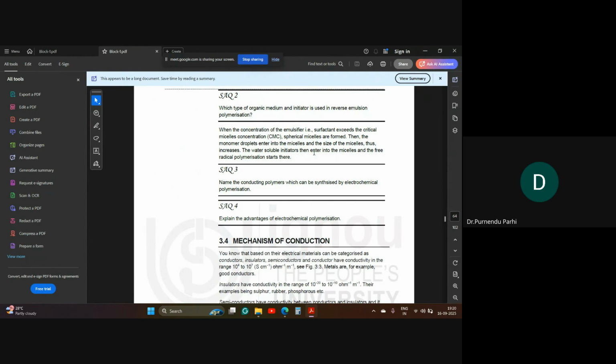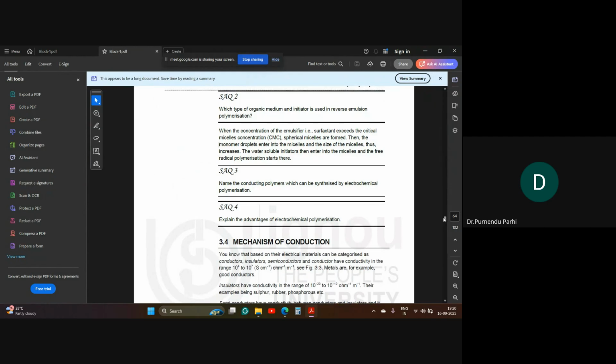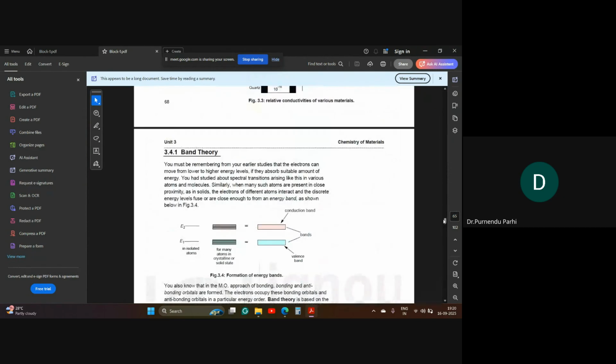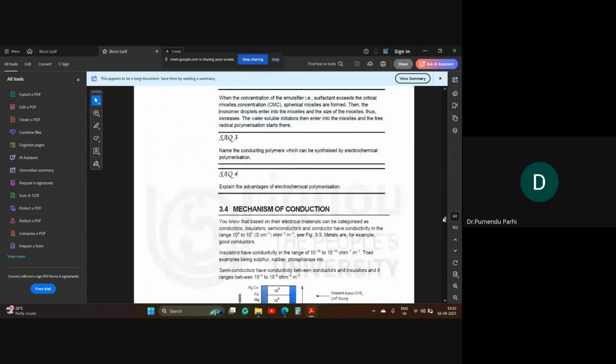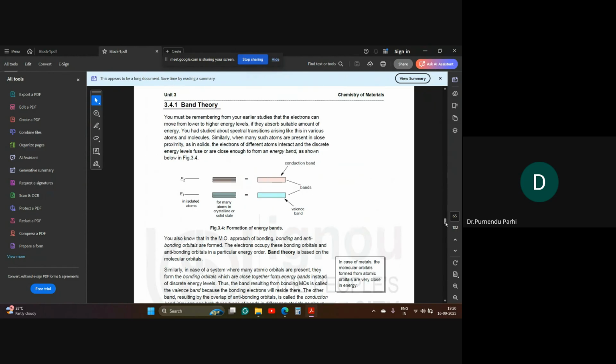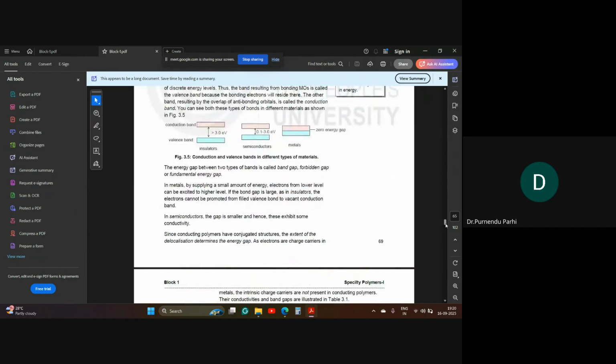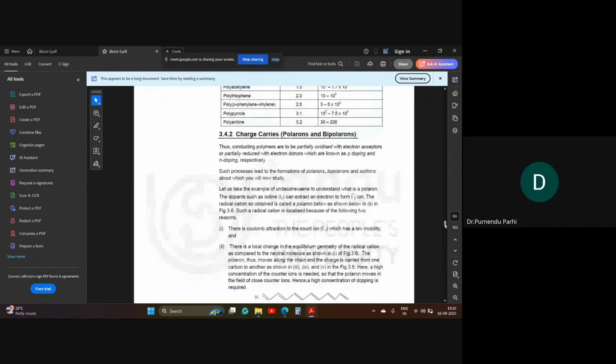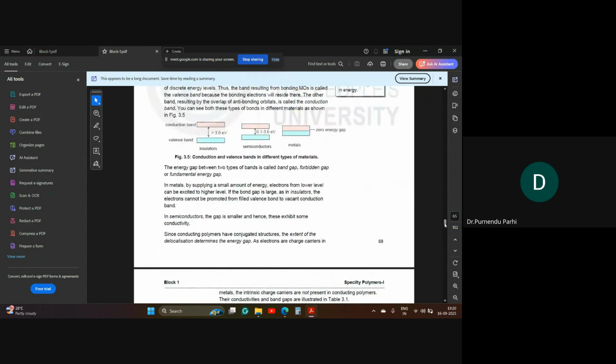Then comes the mechanism of conduction, how the conduction takes place. So, in order to understand the mechanism of conduction, you have to understand the band theory. Band theory says any solid, if you take, can be either a conductor or a semiconductor or an insulator. So, for a conductor, the valence band and the conduction band should overlap each other. There should be zero energy gap.